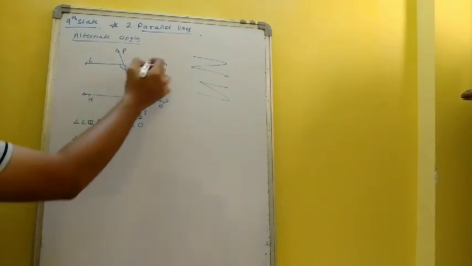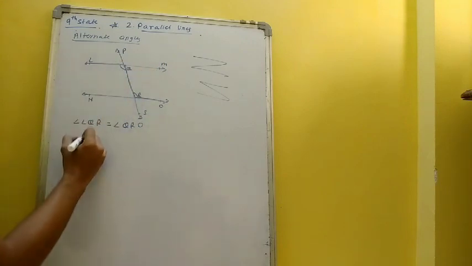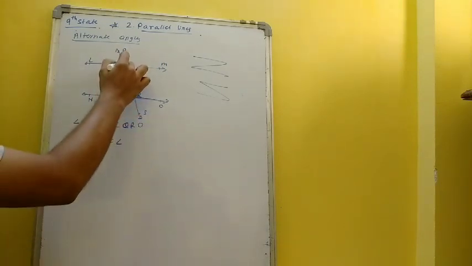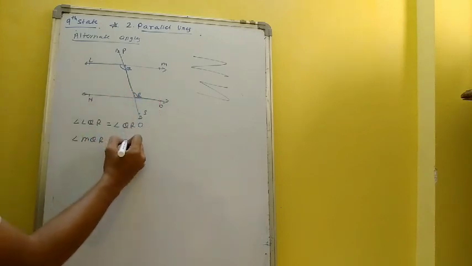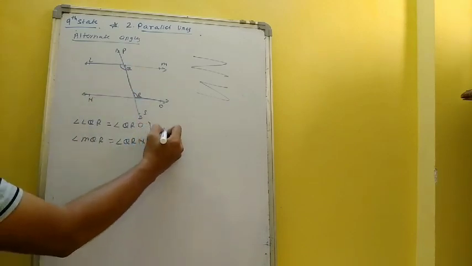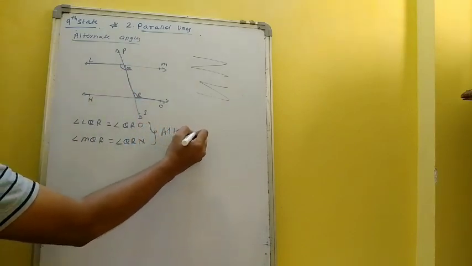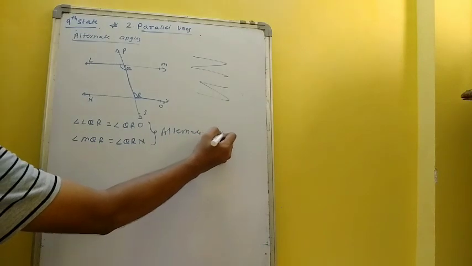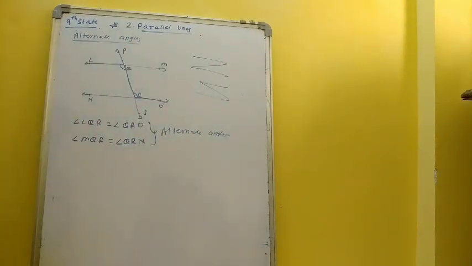Okay, and alternate angles, angle MQR is equal to angle QRN, MQR and QRN. So these are the pair of alternate angles. Okay.